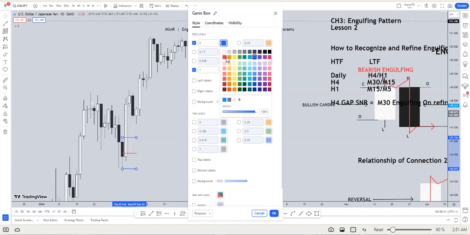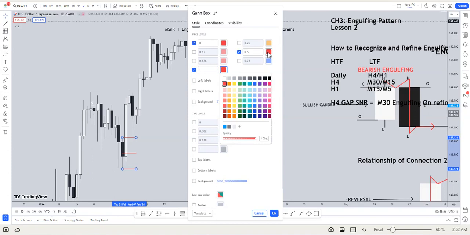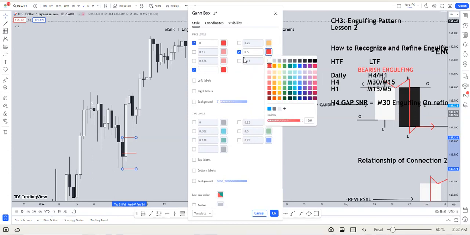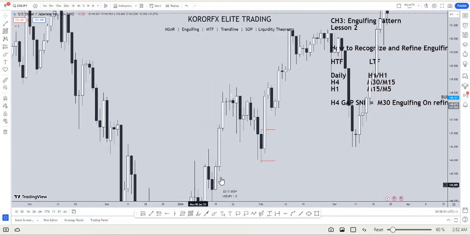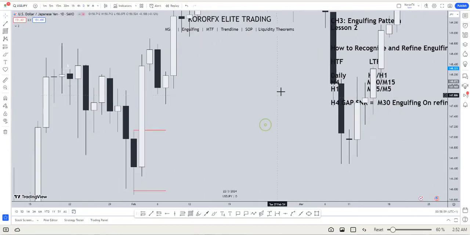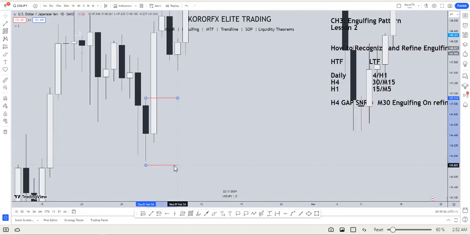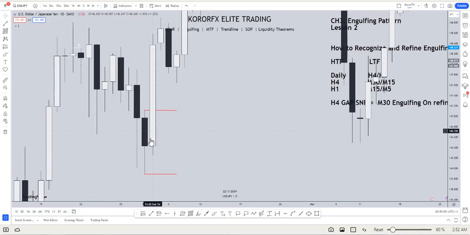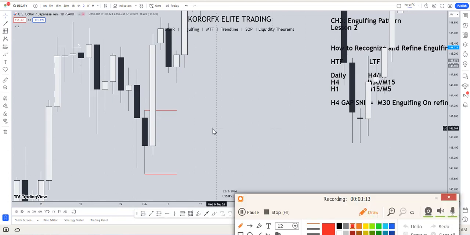Let me change the color. Okay, change the color also, and then remove this one. So you will see the cover up candles. So this is a daily engulfed. This is engulfed by this. So with this engulfed by, you can see that this market covered up. It broke this one.